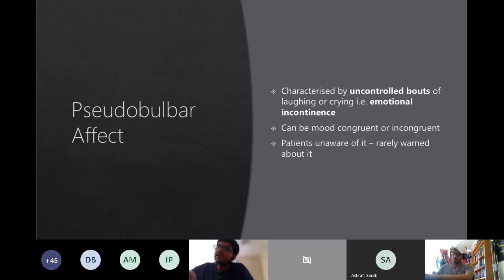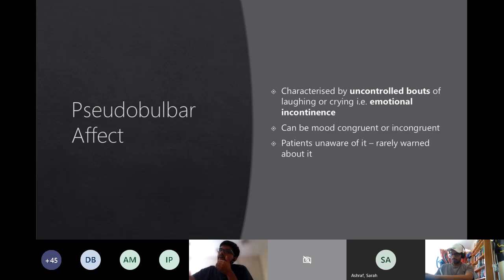And patients aren't really warned about it, so it kind of catches them off guard. There was someone at the Royal Free last year who presented with this and ended up having motor neuron disease. So yeah, just remember emotional incontinence is pseudobulbar affect.